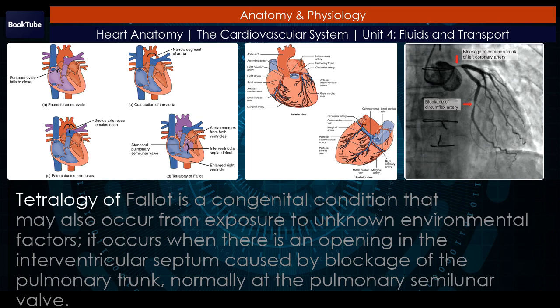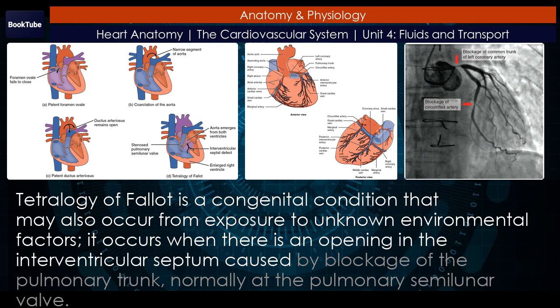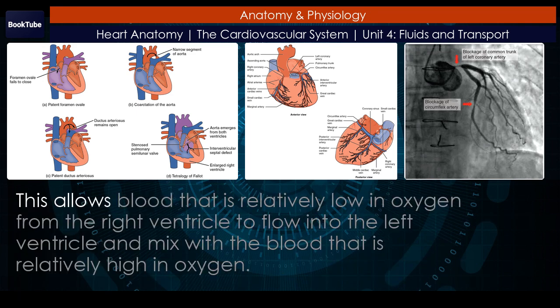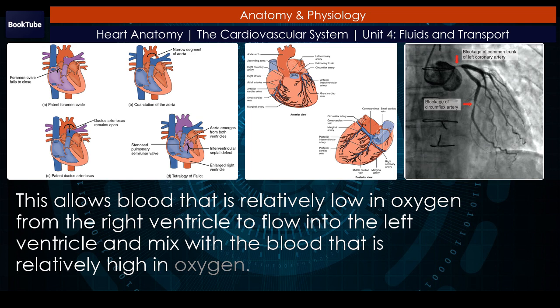The tetralogy of Fallot is a congenital condition that may also occur from exposure to unknown environmental factors. It occurs when there is an opening in the interventricular septum caused by blockage of the pulmonary trunk, normally at the pulmonary semilunar valve. This allows blood that is relatively low in oxygen from the right ventricle to flow into the left ventricle and mix with the blood that is relatively high in oxygen.